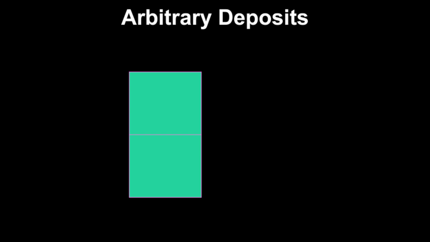The first is fairly simple. It's this notion of arbitrary deposits. One of the most confusing things to new DeFi users is how to become a liquidity provider. You have to understand that you need equal value in two assets. And often all I have is one asset. I just have a bunch of ADA.